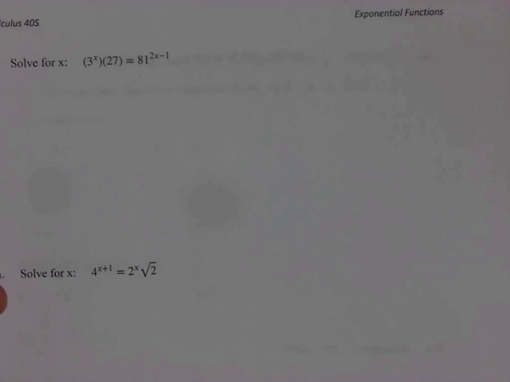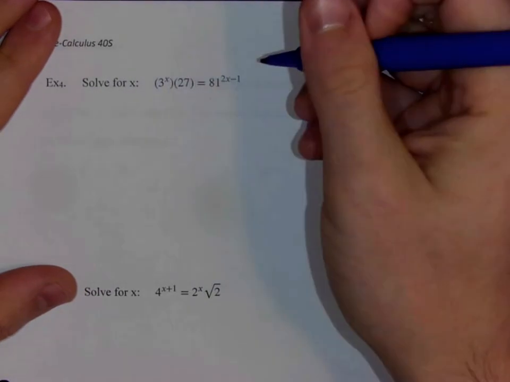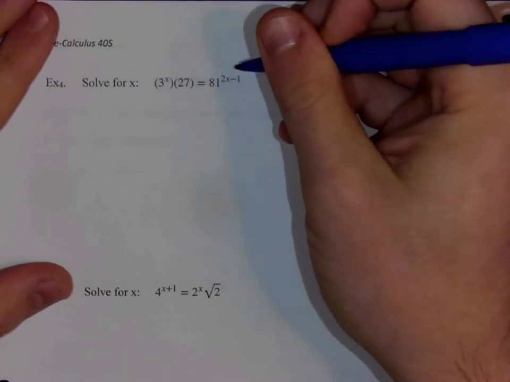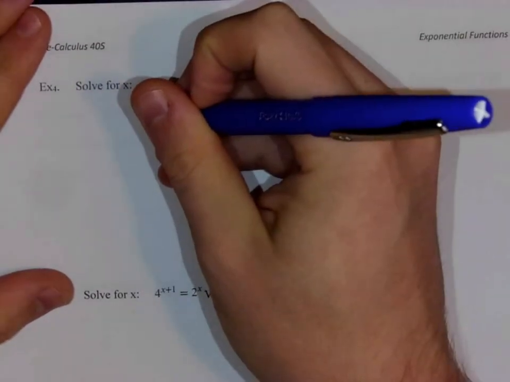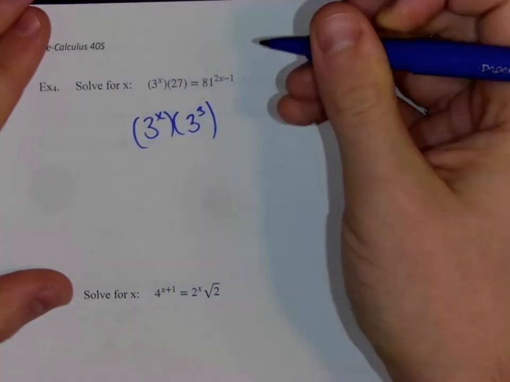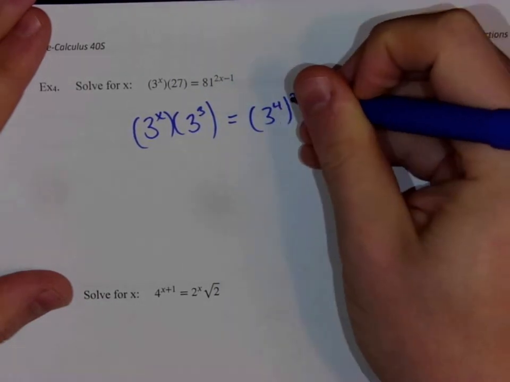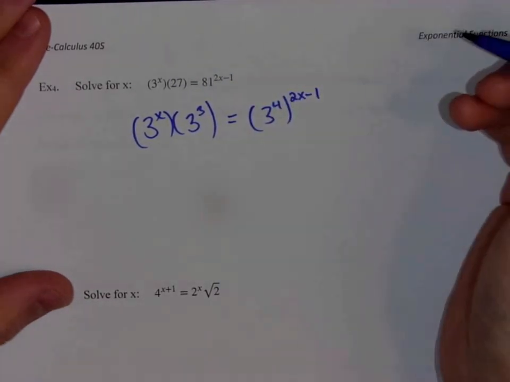Do a couple more for you guys in the booklet. Let's take a look at example 4. So we have 3 to the x times 27 is equal to 81 to the 2x minus 1. On the left side, we've got 3 to the x times 3 cubed, so we want that base of 3, and 81 equals 3 to the 4, to the 2x minus 1.